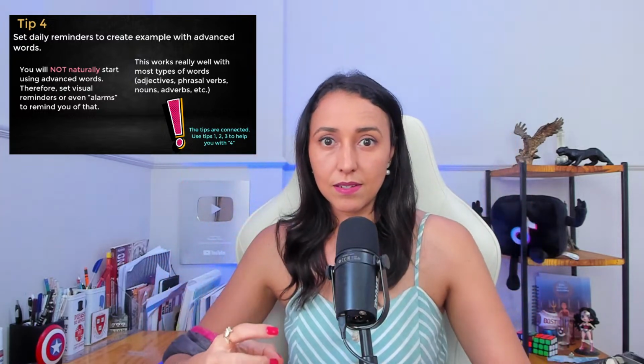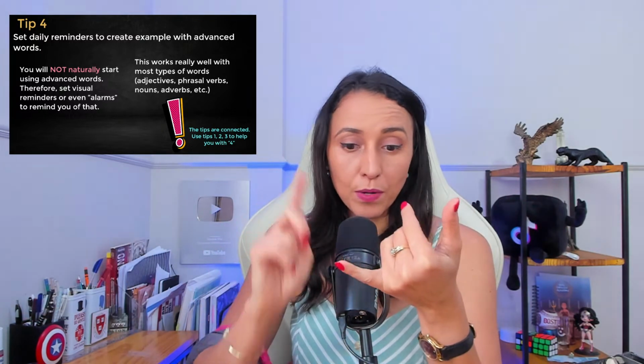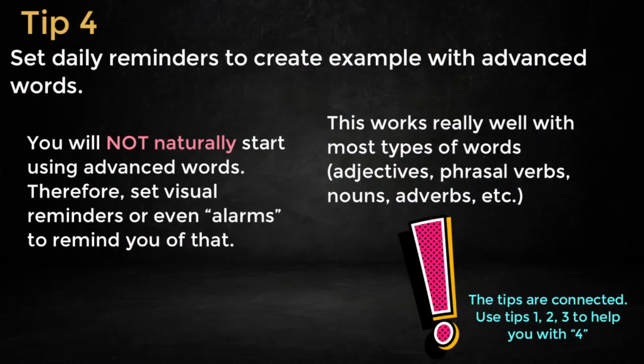You can set a reminder on your phone, set an alarm. Create examples with 5 advanced words. You don't need to spend a long time doing this practice, but you can set alarms and visual reminders to make you remember, hey, awareness, because that's what it takes to use more advanced words, okay? As I said, tips number 1, 2, and 3 are connected and they will help you with number 4. Because to get to number 4, you already need the advanced words for you to use. So you need to rewrite your sentences. You need to search for advanced synonyms and expressions. And only then will you be able to implement tip number 4, okay?